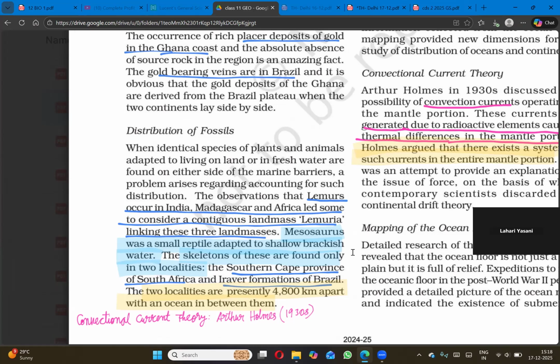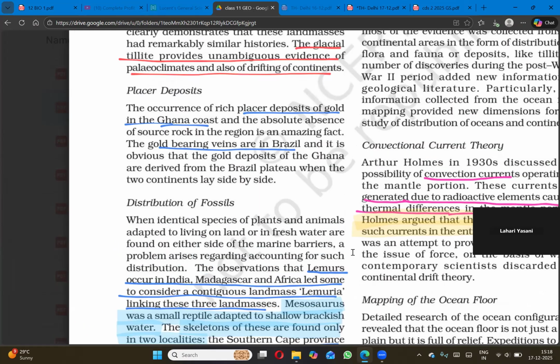But currently, the 2 localities are 4,800 kilometers apart with an ocean in between them. So, what conclusion can we draw from this? That there could have been a possibility that these 2 landmasses were together as one before Pangea began to split. So, this is one of the evidences that support the continental drift theory.